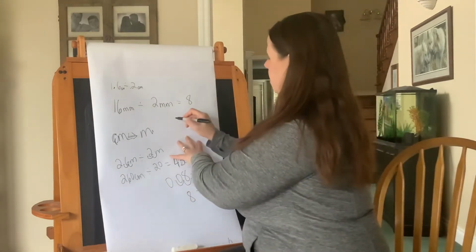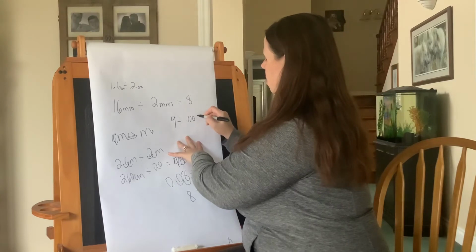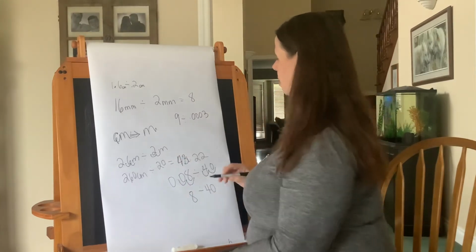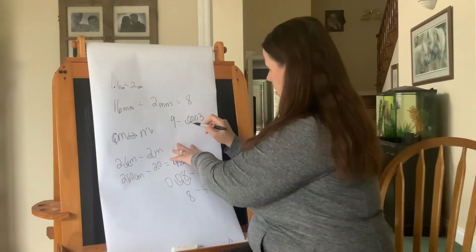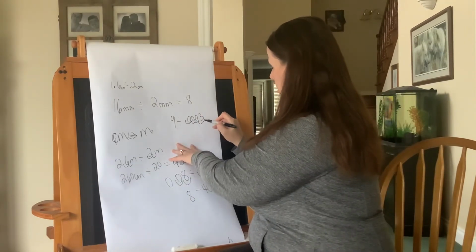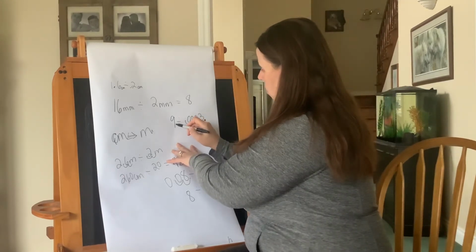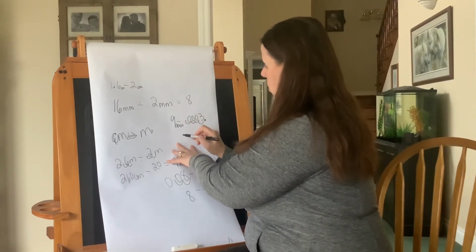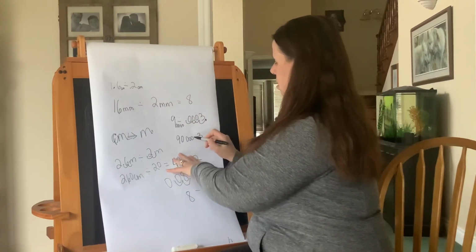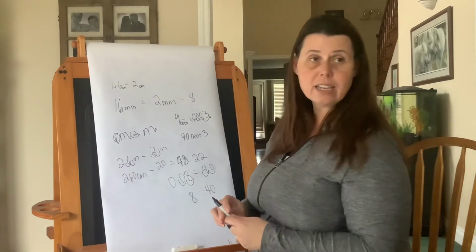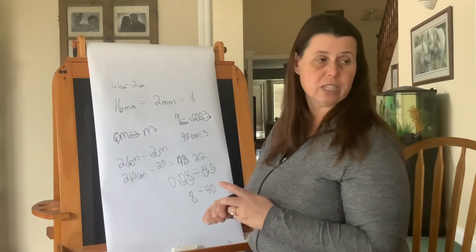9 divided by decimal 0.003. I need to get this to a whole number, so I'm going to skip it 1, 2, 3, 4. So this will be 3, and then I'm going to have to go 1, 2, 3, 4, and add in zeros, so I got 90,000 divided by 3. It's way easier to divide when you have a whole number, not with a decimal.